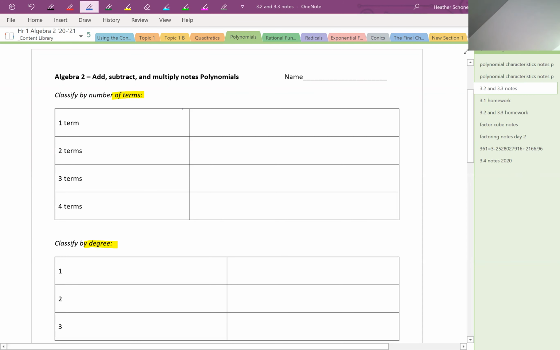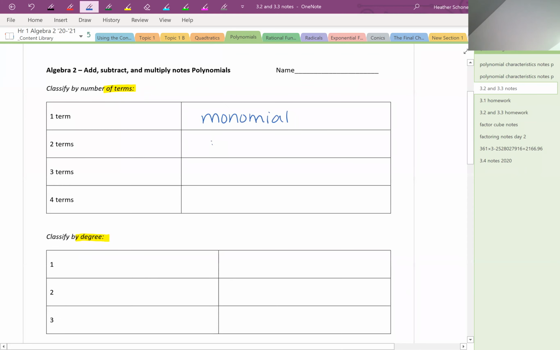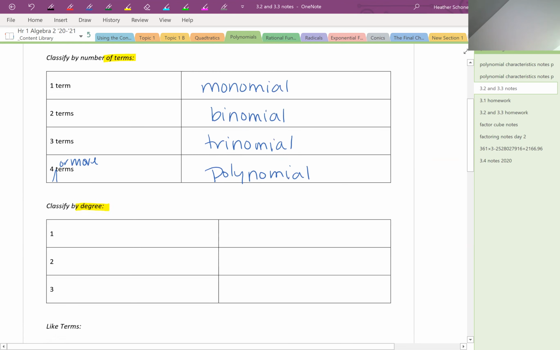So if it's got one term, it's called a monomial, and you should know most of these, but it's a good reminder. Two terms is a binomial. Three terms is a trinomial. And if it's got four or more terms, we call it a polynomial. And actually, all of these are polynomials, but when it's got one, two, or three terms, we have a specific name for it. All right, and remember, terms are separated by plus or minus signs.